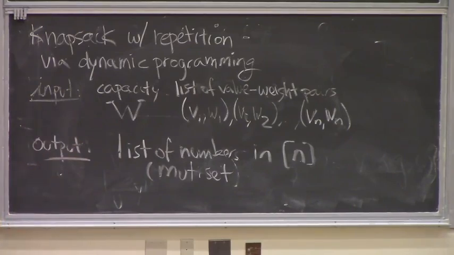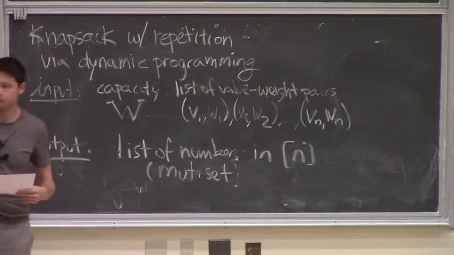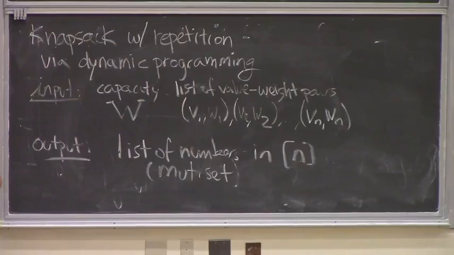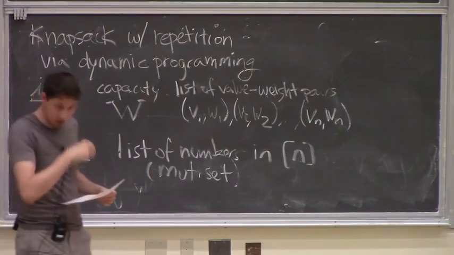So this is the abstract formulation of the problem with repetition. Now we want to solve this problem with dynamic programming. And so what is the first thing you should think about when you want to apply dynamic programming? What are the subproblems? Any thoughts? With or without a certain item? Yeah, that's a good place to start.